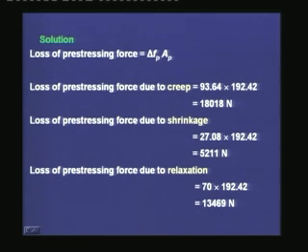Next, the loss of pre-stressing force due to shrinkage is equal to 27.08 times 192.42, which is 5,211 Newton. The loss of pre-stressing force due to relaxation is equal to 70 times 192.42, which is 13,469 Newtons. Thus, we have calculated the loss of the pre-stressing force due to the creep, shrinkage and relaxation individually.